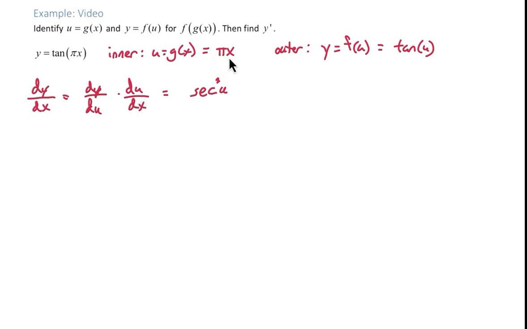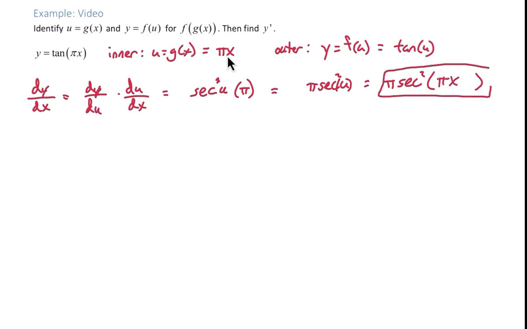Here's u. The derivative of this with respect to x is simply pi. So we have pi times secant squared u. But we want to replace the u now. U, earlier we said u was defined to be pi x. And now we have y prime or dy dx.